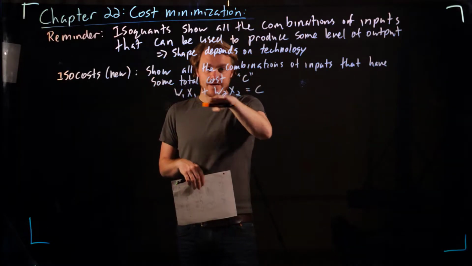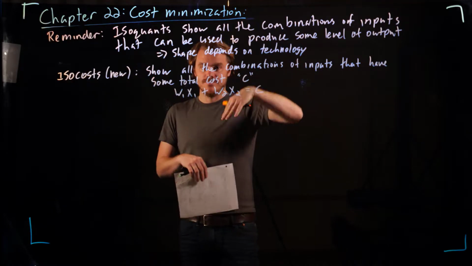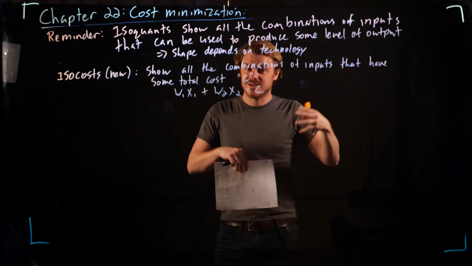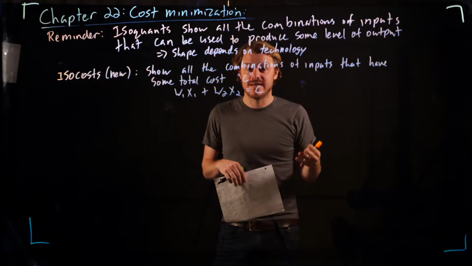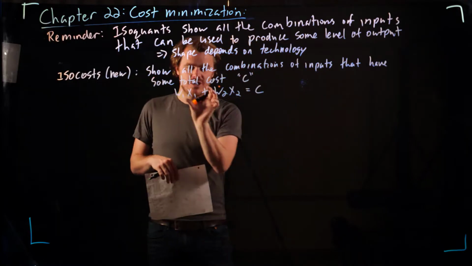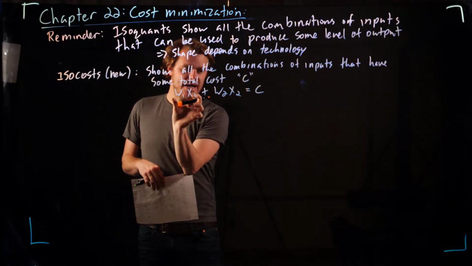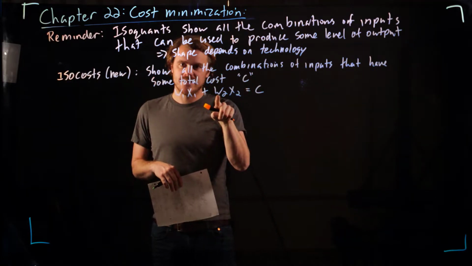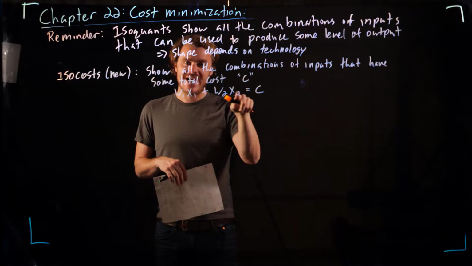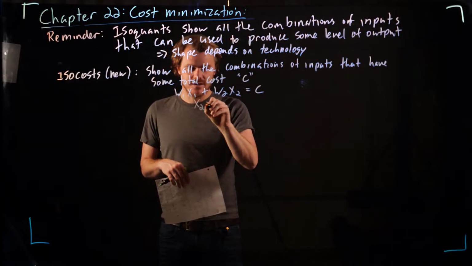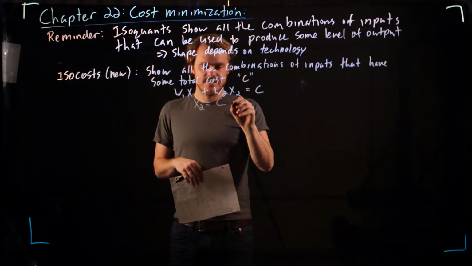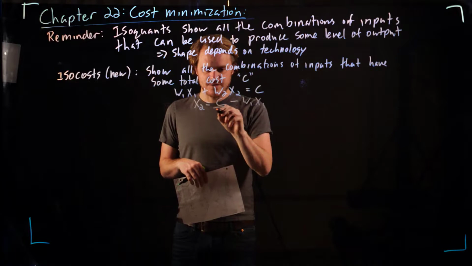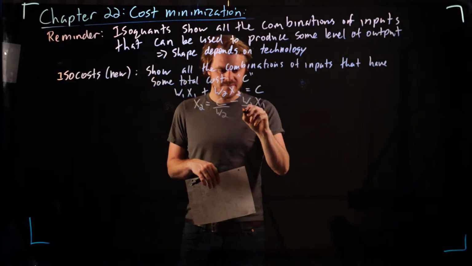We can rearrange this to get x2 as a function of x1, which allows us to think graphically about how to represent these isocosts. I'm going to subtract W1 x1 from both sides, then divide both sides by W2, so I just have x2 on one side. So it's going to be x2 equals C minus W1 x1, all divided by W2.